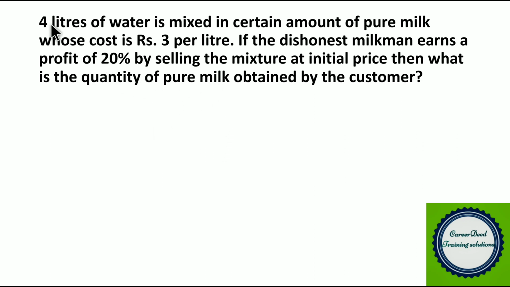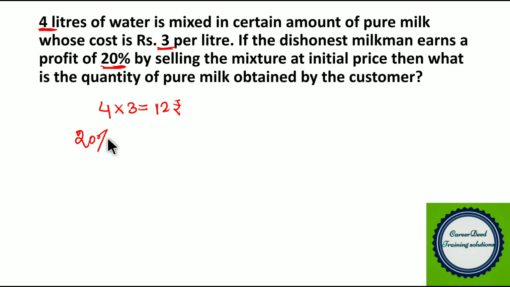Okay, now he mixes 4 liters of water, right? We know the cost price of each liter of milk is 3 rupees. So definitely he will sell each liter of mixture for 3 rupees. So what is the selling price of this 4 liters of water? 4 into 3, 12 rupees, right? So he sold this water for 12 rupees actually. By selling this water in the mixture for 12 rupees, he will get a 20% profit. So you can say this 12 rupees is nothing but 20%, right?